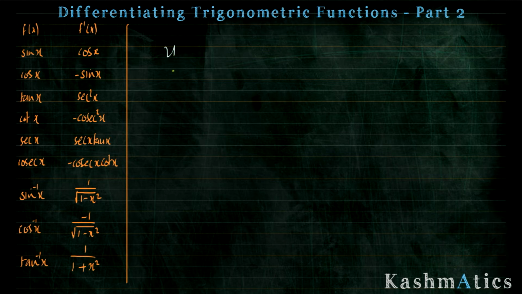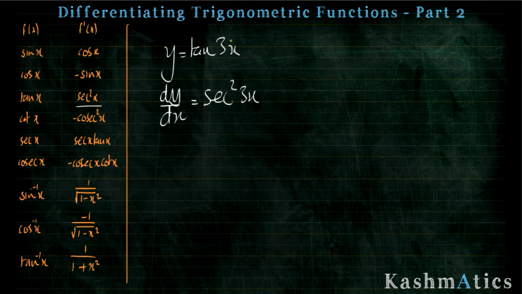So the first one, for example, if I said y equals tan 3x, okay, we know that tan turns to sec squared, so dy by dx will equal sec squared 3x, because it's not an x, it's 3x. But then I have to remember to multiply by the derivative of the inner function, this is how the chain rule works. So the whole function goes 3x and then we take the tan. So we have to differentiate the tan first and then differentiate the 3x. And the derivative of 3x is 3. So the whole thing is 3 sec squared 3x.